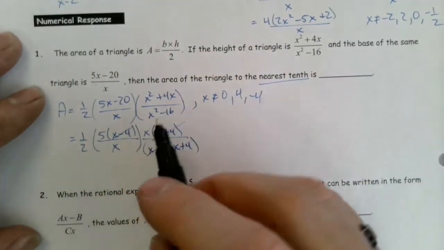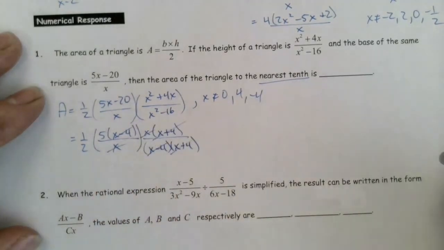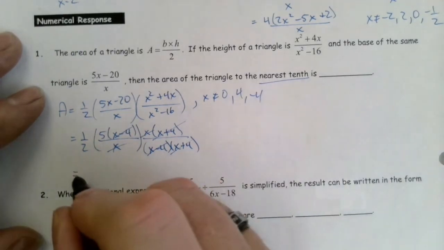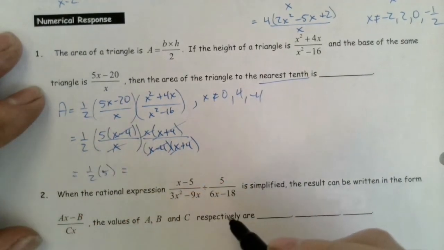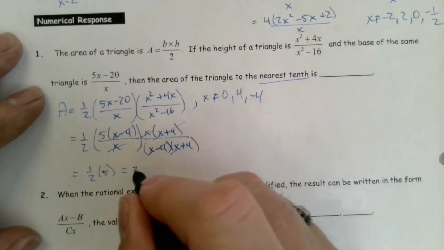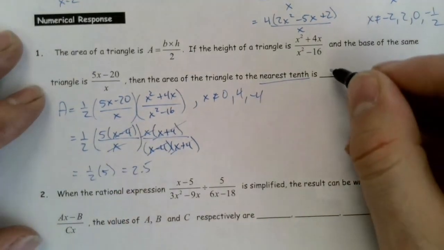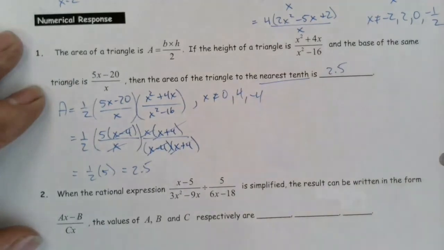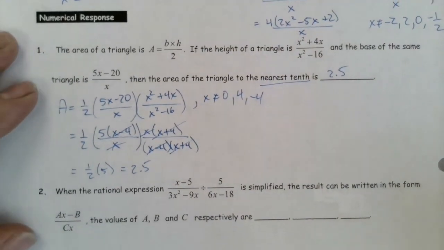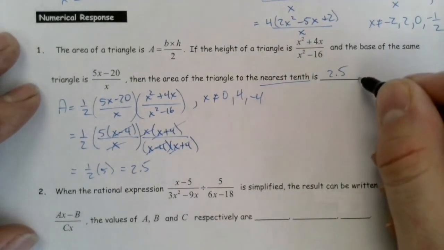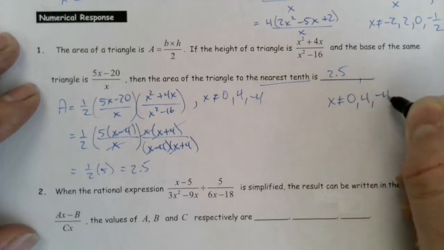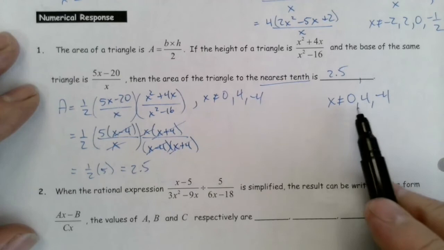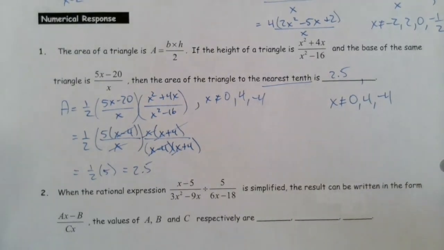And look at that. Even those individual factors of x cancel. So what's left? Well, the 1/2 and the 5. Well, that becomes 5 over 2. That's just 2.5. And so my final answer here to the nearest tenth is 2.5 units squared, whatever those units are. But again, with the understanding that at no point can x be allowed to equal 0, 4, or negative 4.